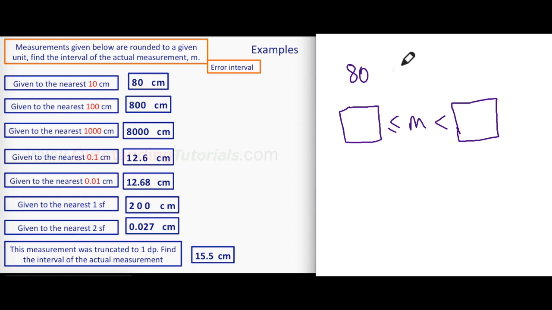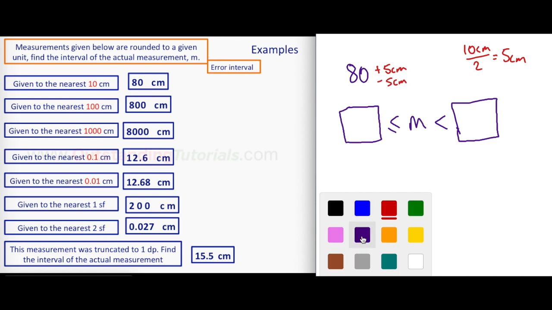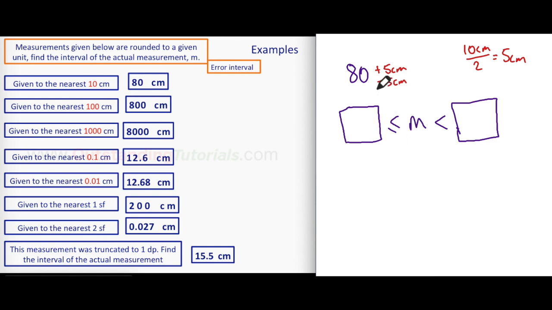So I take 10 centimeters, that's what I'm rounding to. I'm going to actually do this in red. So I'll do 10 centimeters. What is 10 centimeters divided by 2? What's that going to give me? 5 centimeters. Then I will say 80 centimeters plus 5 centimeters. And what's 80 centimeters minus 5 centimeters? So all the interval values would be, sticking with the red, 80 plus 5 centimeters will be 85 centimeters. And 80 minus 5 centimeters will give me 75 centimeters.